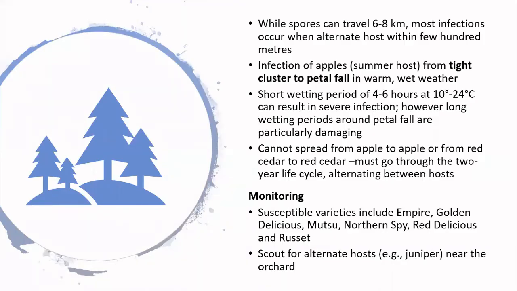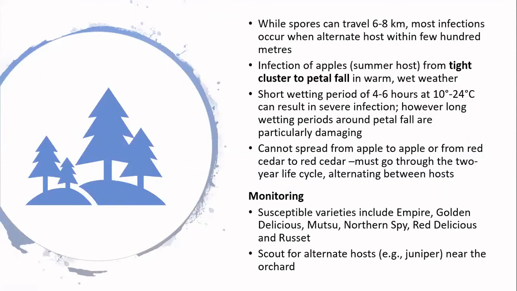While it is possible for these spores to be windborne for a number of kilometers, most infections tend to happen when the alternate host is within a near vicinity to the orchard. And because that alternate host releases its spores early season, infection of the apples occurs within that tight cluster to petal fall timing, and in particular during warm, wet weather. It doesn't require a long period for infection. It also doesn't require really hot temperatures in order for infection to occur, but under longer wetting periods, you do get particularly damaging infection events.